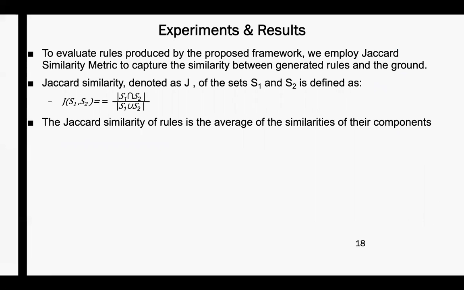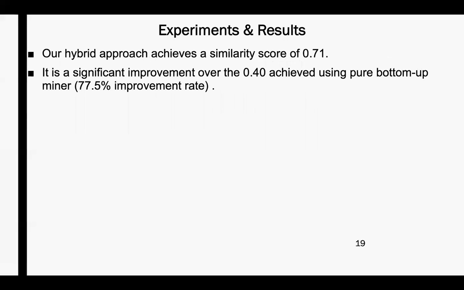We experimented with the hybrid framework as we discussed earlier. The experiment produced a set of rules. In order to examine the quality of the produced rules, we use Jaccard's similarity to capture the similarity between produced rules and the ground truth. The value of the similarity score falls in the range of 0 and 1. 0 indicates completely different rules, and 1 indicates similar rules.